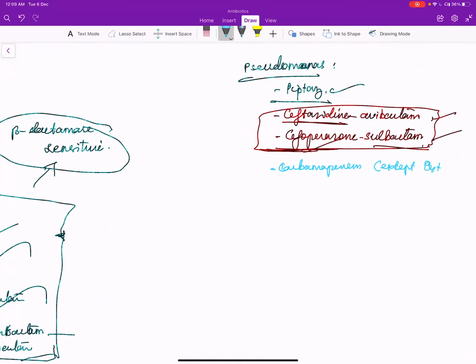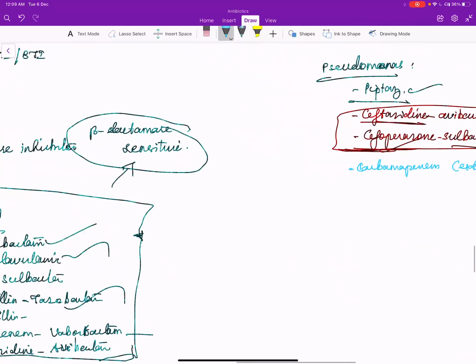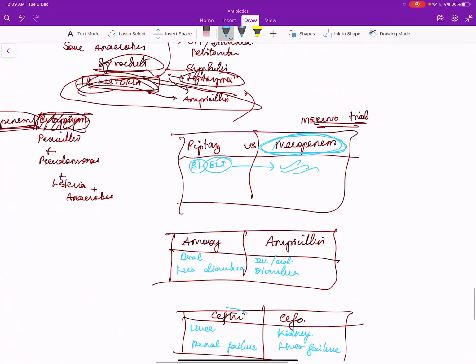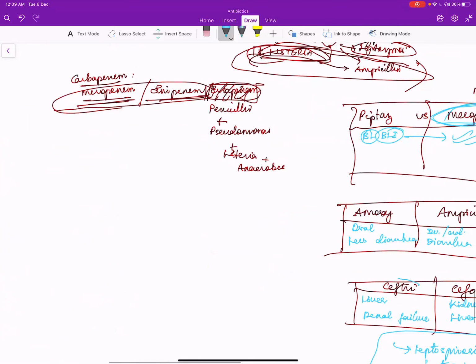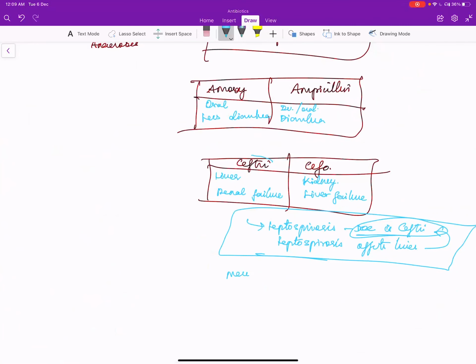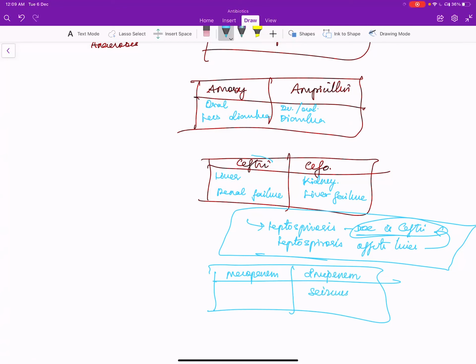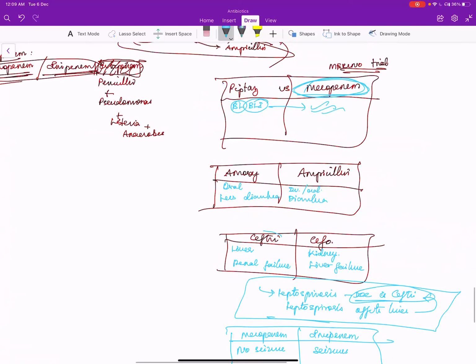So ceftriaxone we can give in renal failure. Cefotaxime in liver failure. Cefotaxime we can give in liver failure because it is metabolized in the kidney. Cefoperazone is metabolized in the liver, so avoid in liver failure, but can give in renal failure. The difference between imipenem and meropenem is that imipenem causes seizures, meropenem does not cause seizures. So remember these four differences.